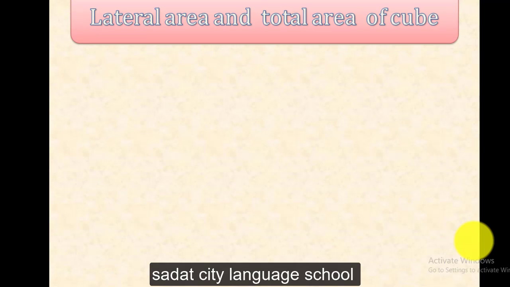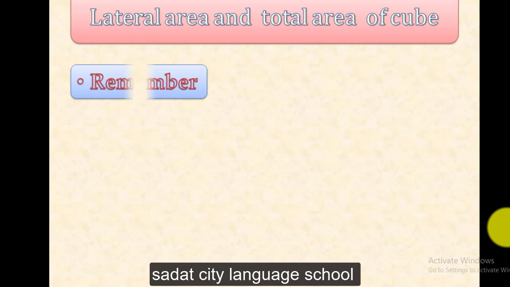Today we have one of the most important lessons. Our lesson today is the lateral area and the total area of a cube. First, let's remember the cube.